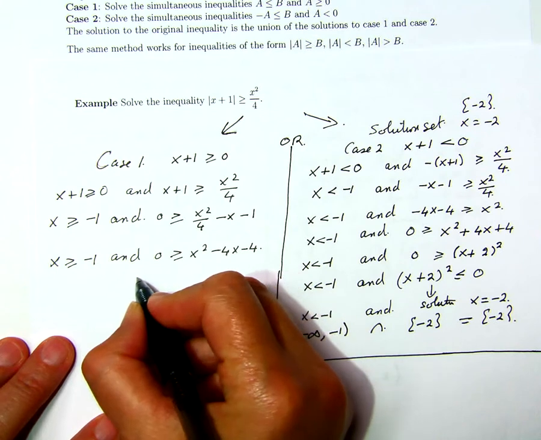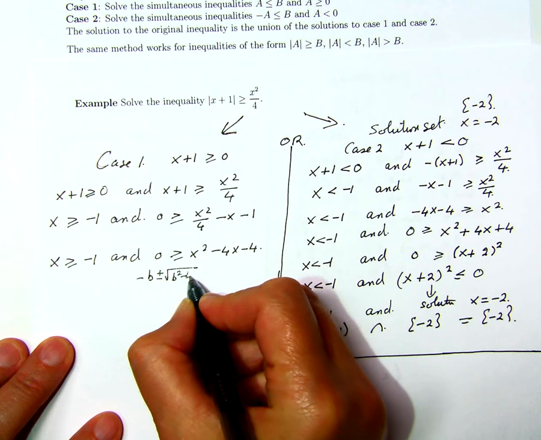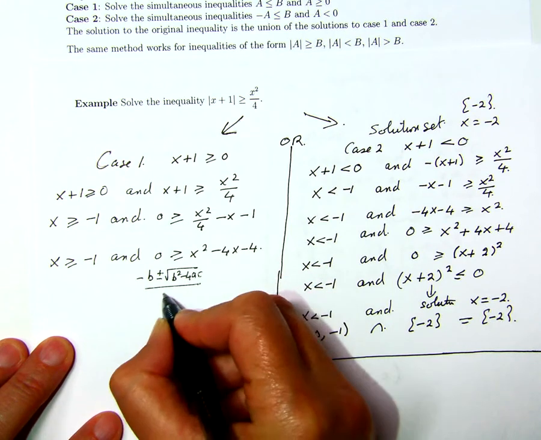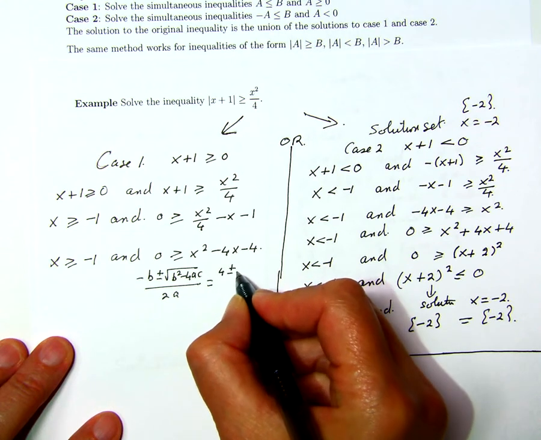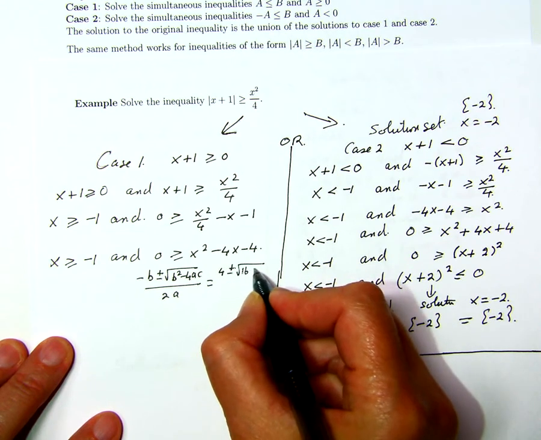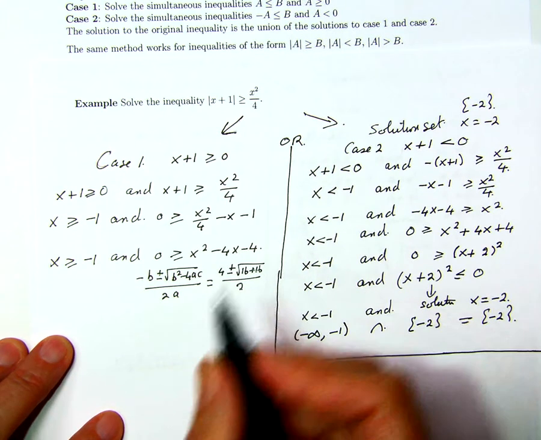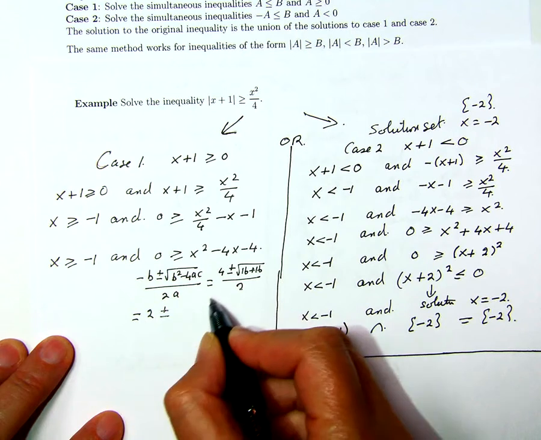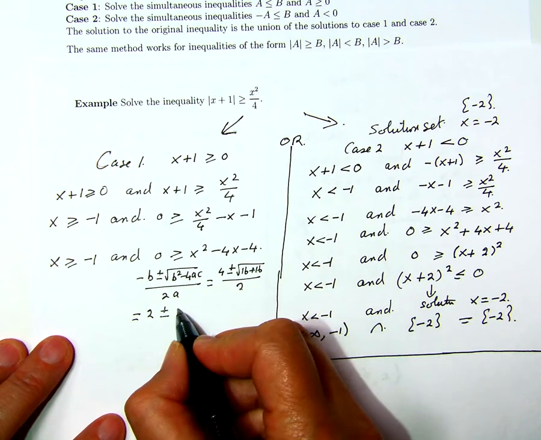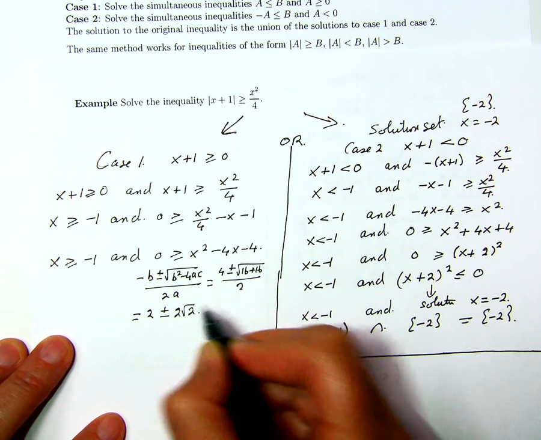I have minus b plus or minus the square root of b squared minus 4ac all over 2a. Well, it's going to be 4 plus or minus the square root of b squared, which is 16, minus 4ac, which is minus 4 times minus 4, so it's plus 16, all over 2. So it's going to be 2 plus or minus the square root of 2 times 16, which is 4 times the square root of 2, and divide by 2, I get 2 times the square root of 2.